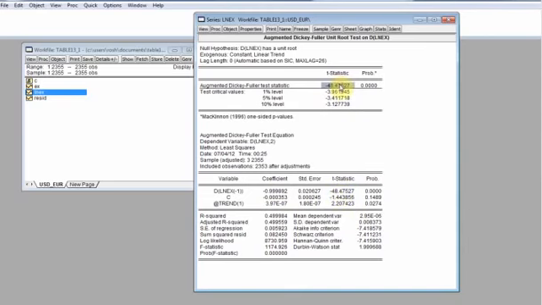This value in absolute terms, 48.47, is much greater than 3.96. So we have evidence that the series ln x is stationary when we take the first difference of the series. So they are stationary in first difference, not in levels. So that's what we found.